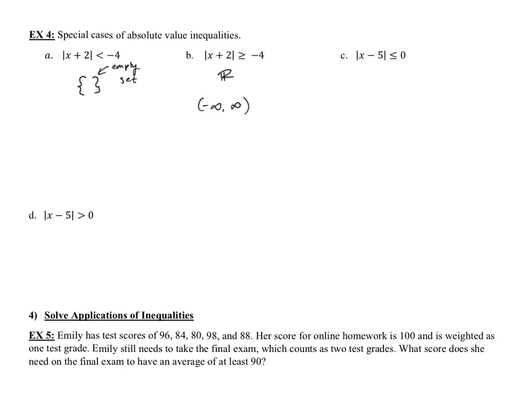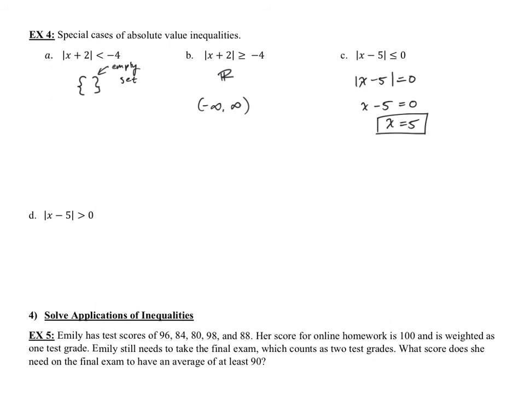Let's take a look at the other special case. |x - 5| is less than or equal to 0. Well, we know that an absolute value cannot be less than 0, right? It can't be negative. So the only option is that x - 5 is equal to 0, because it can't be less than 0. And we can just drop those absolute value signs. And solving, x is 5. So our answer would be x equals 5.